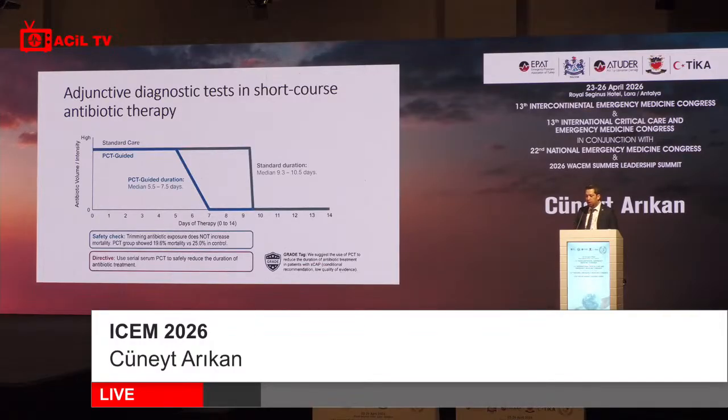And adjunctive diagnostic tests in short-course antibiotic therapy for pneumonia: procalcitonin-guided therapy. This therapy decreases the antibiotic duration by mainly 2 to 3 days.